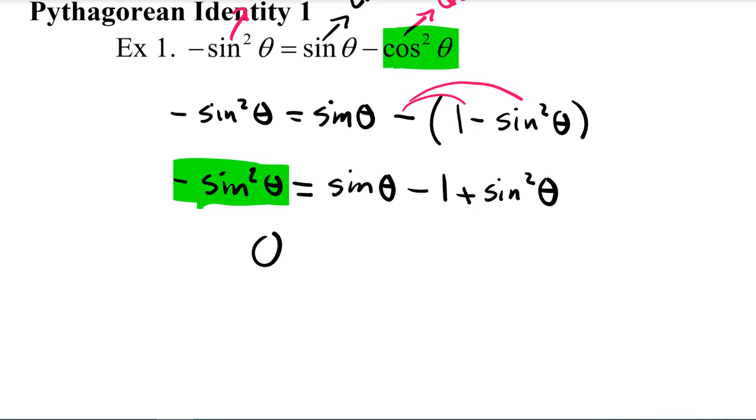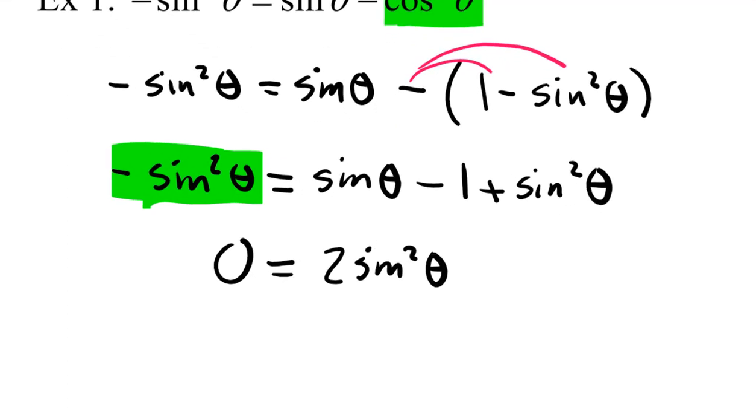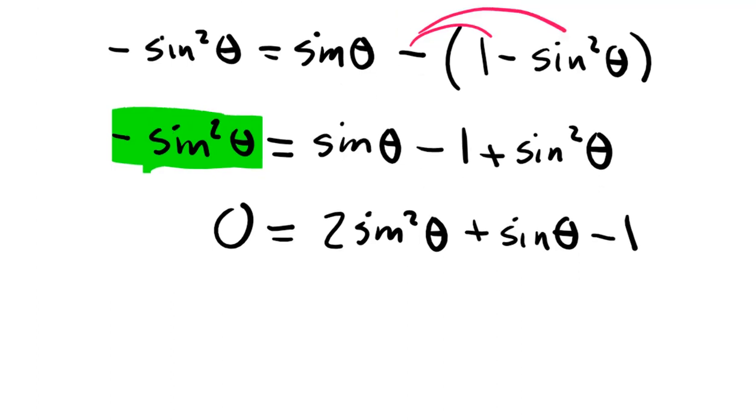So in doing so, we'll have 0. Now, if I add sine squared to the other side, that's going to give us 2 sine squared theta. And then I'm going to move the sine theta next, so that'll be plus sine theta. And then I have my minus 1. So that is going to be my trig equation that I would have to work with. From here, all we need to do is solve by factoring.